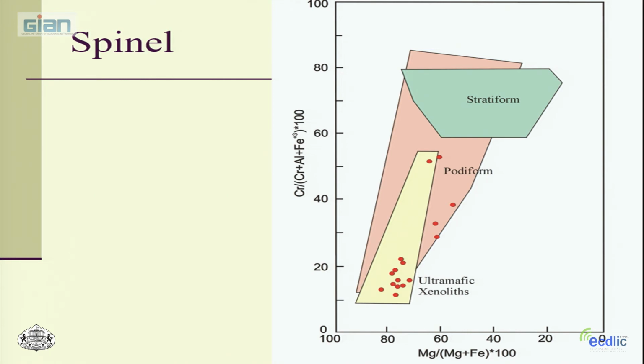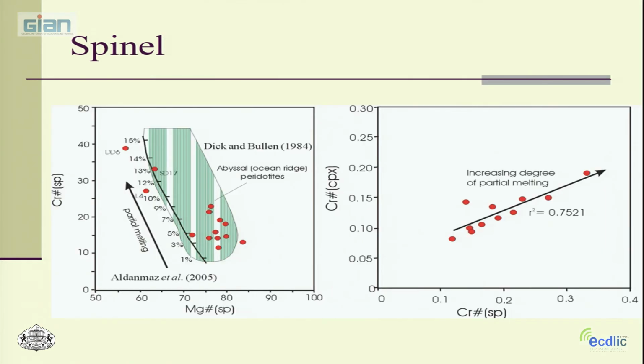Okay. And then just to test the nature of the spinel, they are typically of ultramafic xenoliths, not of podiform type or stratiform type, which are the chromium xenoliths that we normally get to see. So they are not to a great extent cognate or related to any igneous process, but instead they are part and parcel of the ultramafic mantle that exists. Okay. So this is the diagram we have already seen.